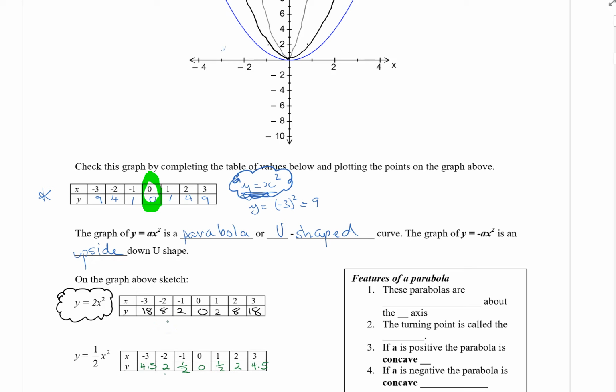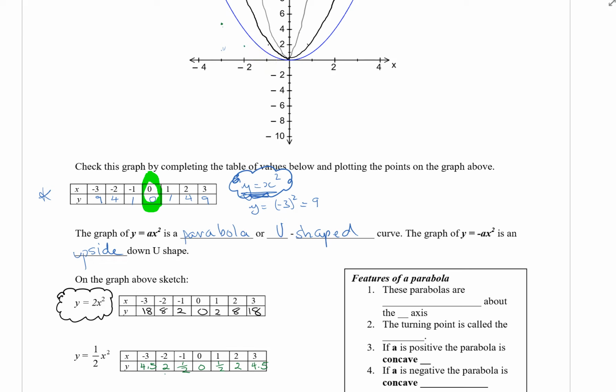So graphing those, at negative 3 it's only 4.5, so it's approximately here. Oh yeah, that's quite good. And at negative 2, it's 2. And at negative 1, it's a half.